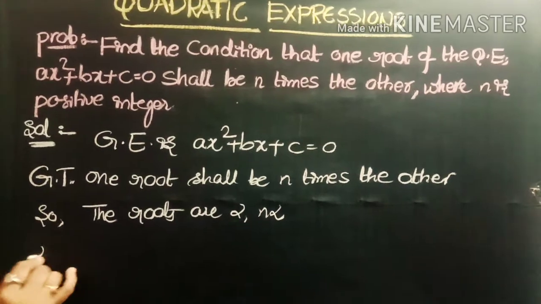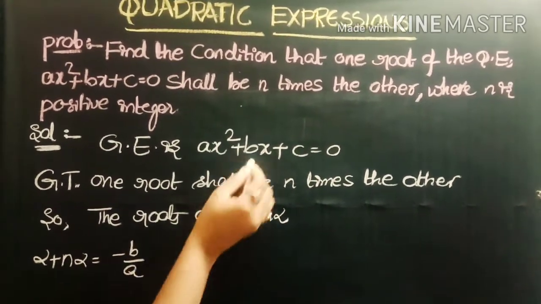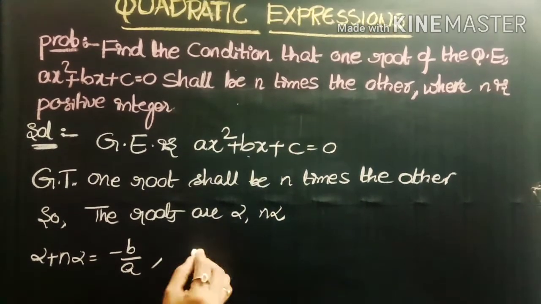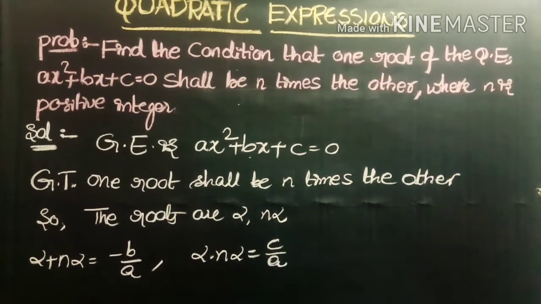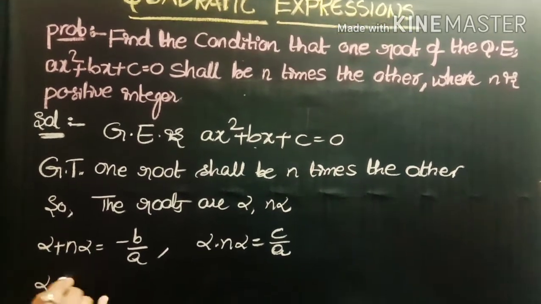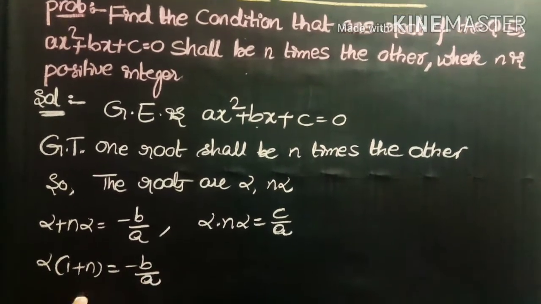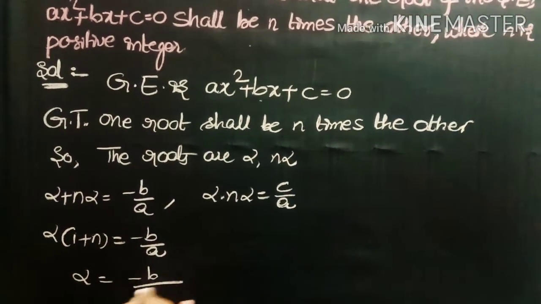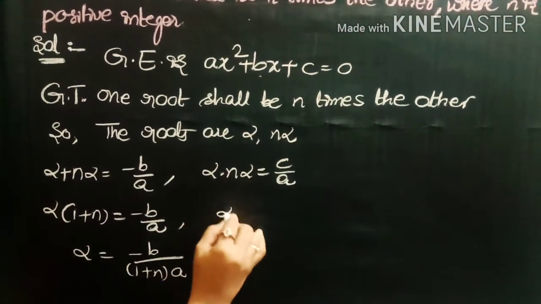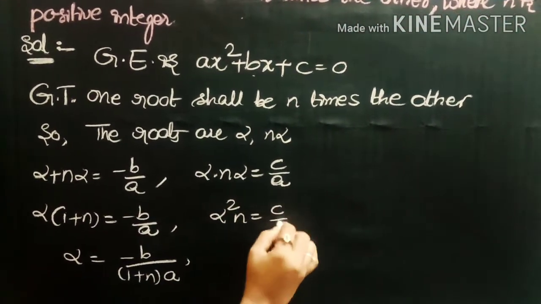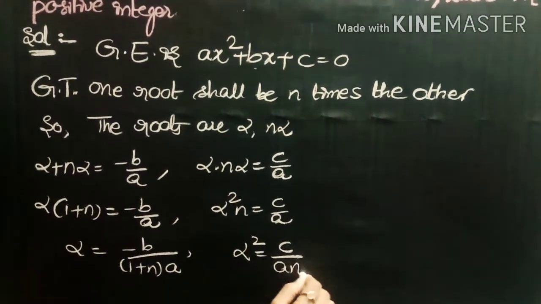And sum of the roots alpha plus n alpha is equals to minus b by a. From the equation we have the value minus b by a. And product of the roots alpha into n alpha is equals to c by a. Now taking alpha common here, alpha into 1 plus n is equals to minus b by a. Then the value of alpha is equals to minus b by 1 plus n into a. And here alpha square into n is equals to c by a. Then the value of alpha square is equals to c by a n.